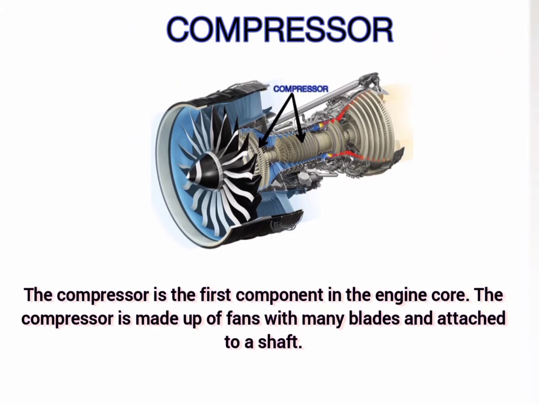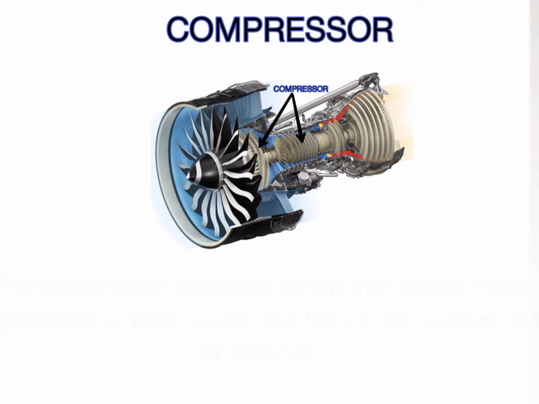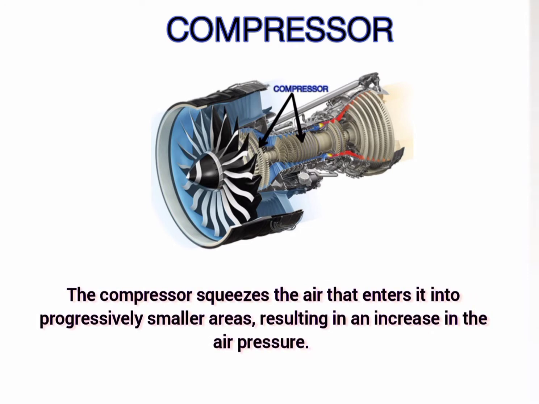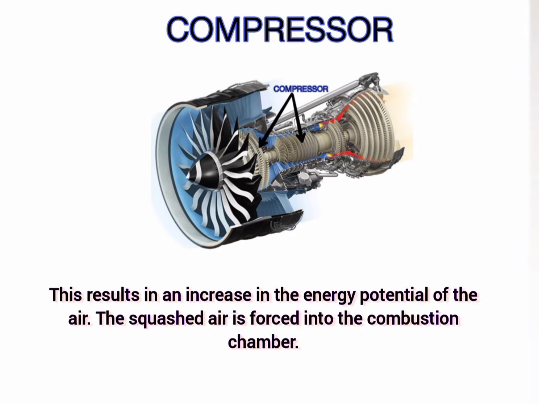The compressor is the first component in the engine core. The compressor is made up of fans with many blades attached to a shaft. The compressor squeezes the air that enters it into progressively smaller areas, resulting in an increase in the air pressure. This results in an increase in the energy potential of the air. The squashed air is forced into the combustion chamber.